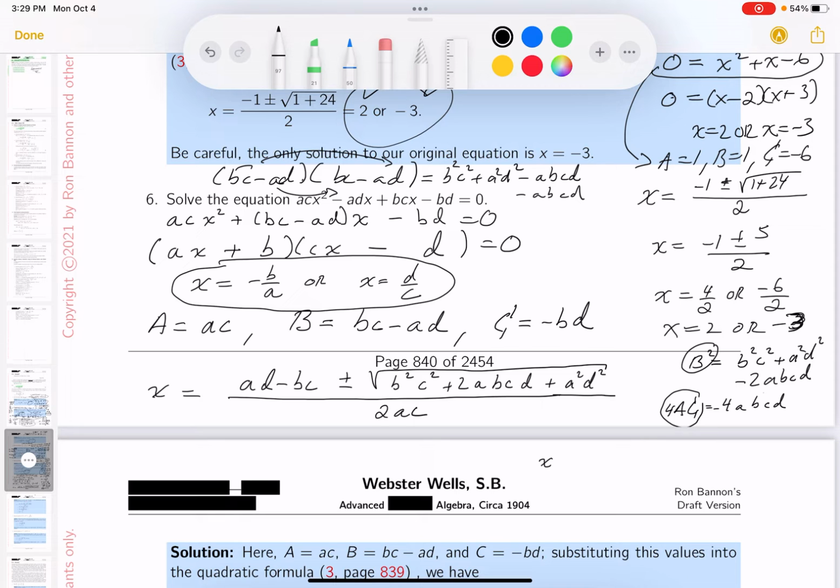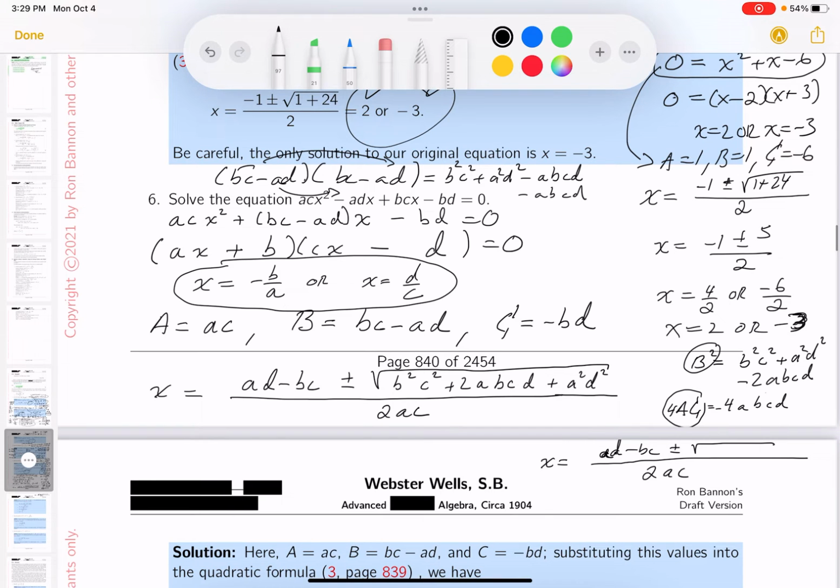So X equals, and you get 2AC in the bottom. Let's see, AD minus BC plus or minus, that's going to be crazy. Well, not so. It's really a square. And what's that square going to be? Well, it's going to be, let's see, BC plus AD squared. It gets pretty tricky. Let's put this down now.